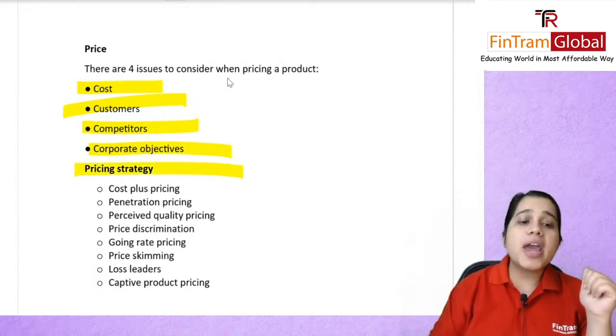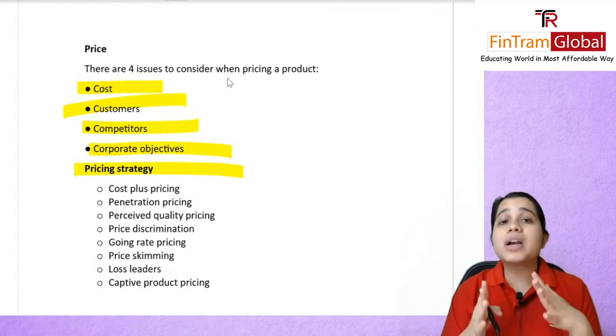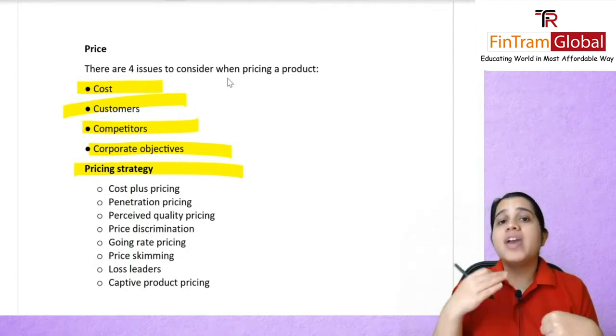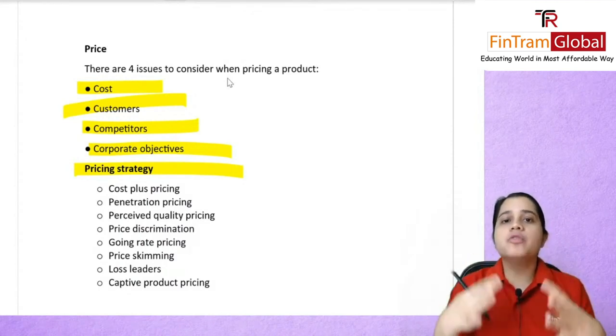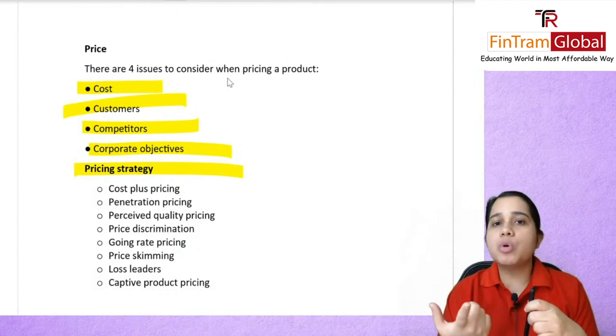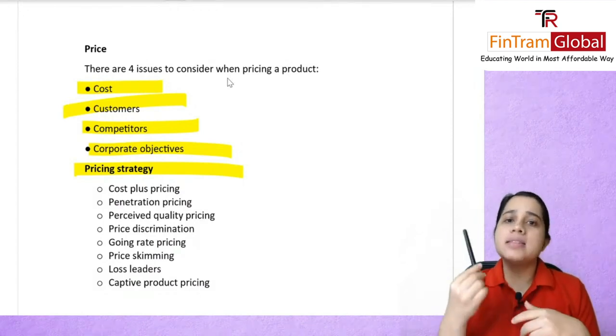Then there were various pricing strategies. All of these we covered in detail in our sessions. There was the cost plus pricing strategy, wherein you're basically adding a markup. So let's say the cost of making this pen is $5, and if I just want to make $1 profit, I'll sell it at $6.